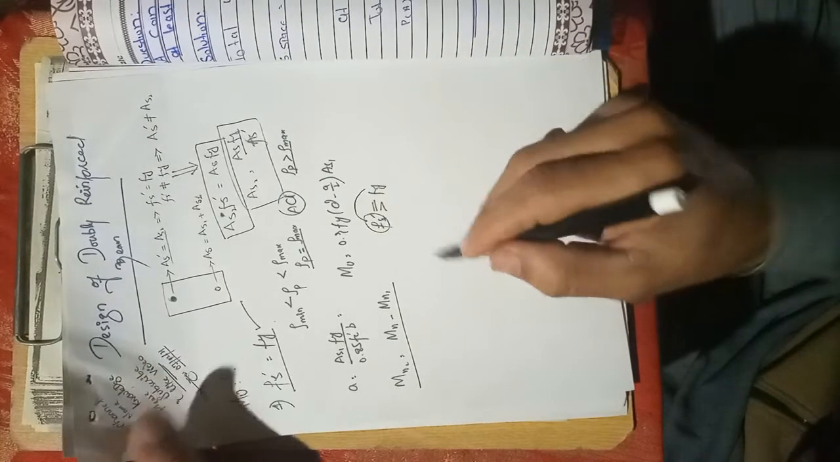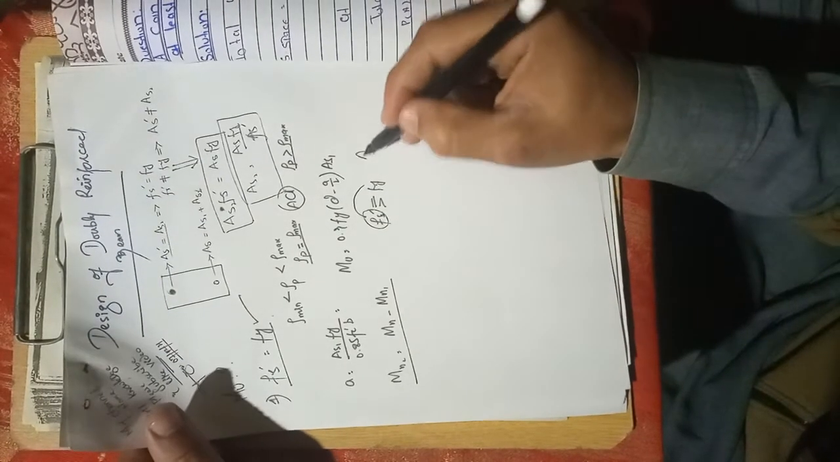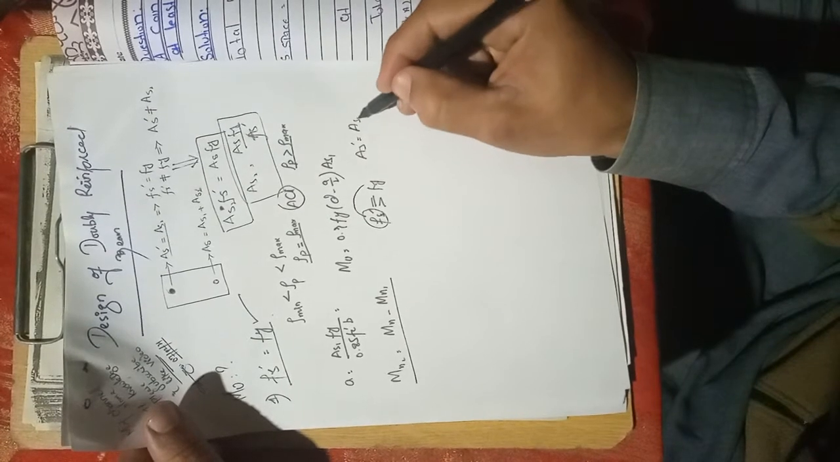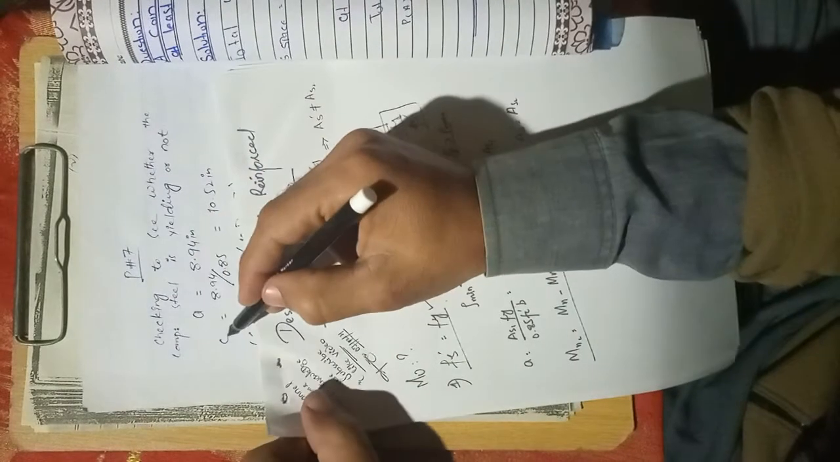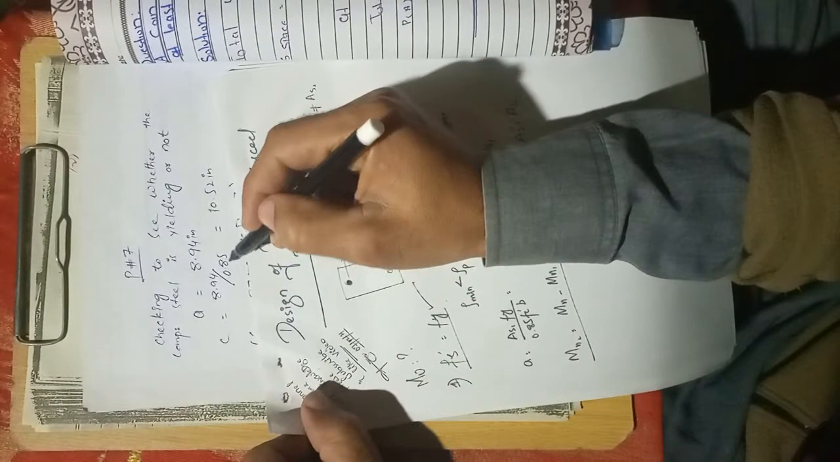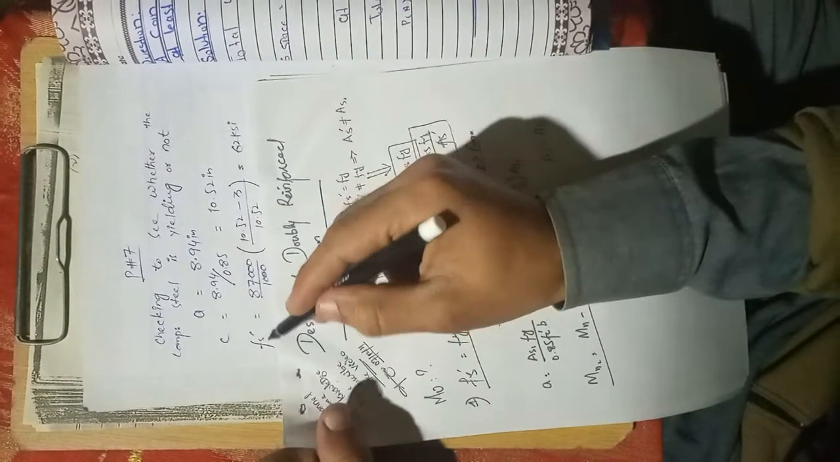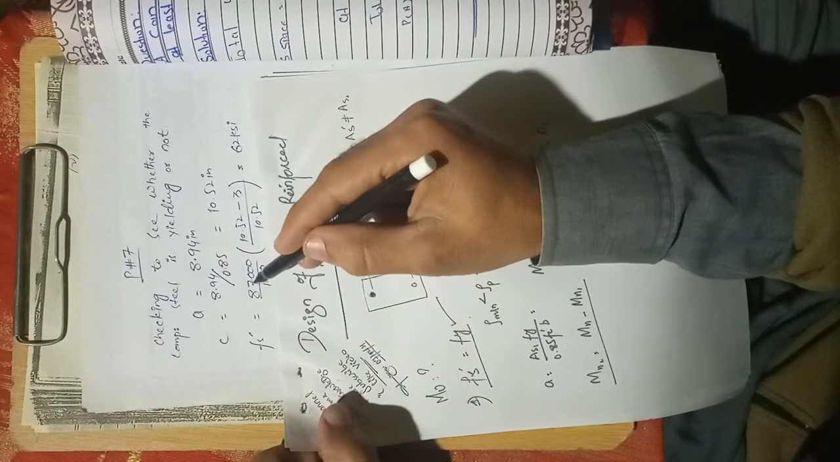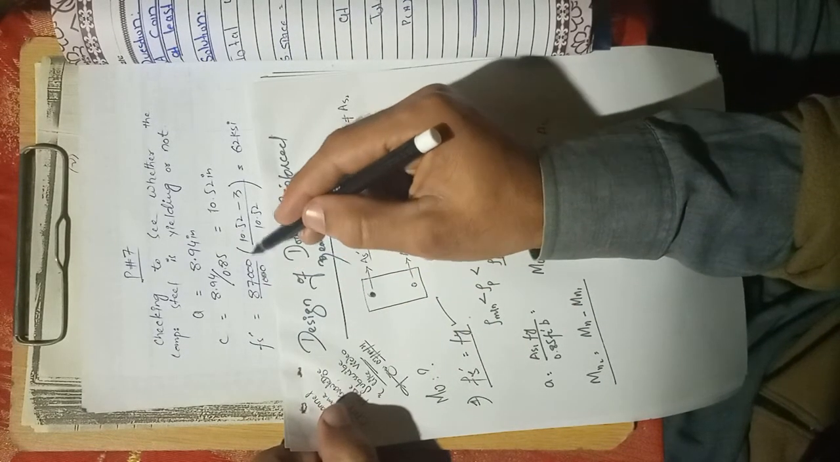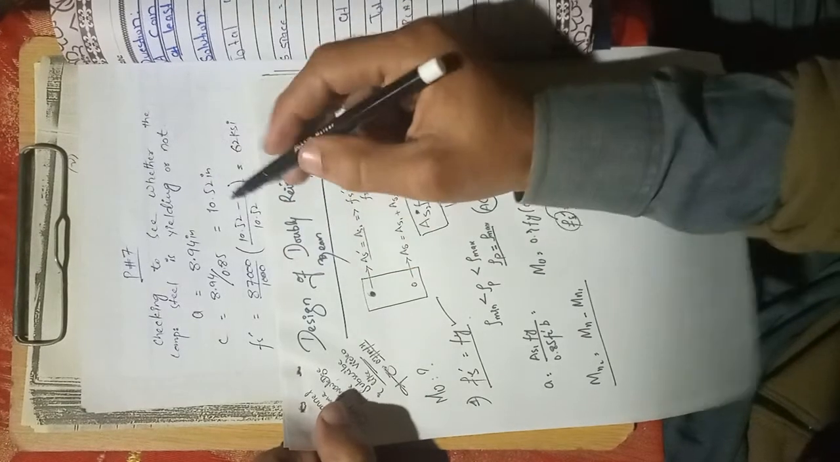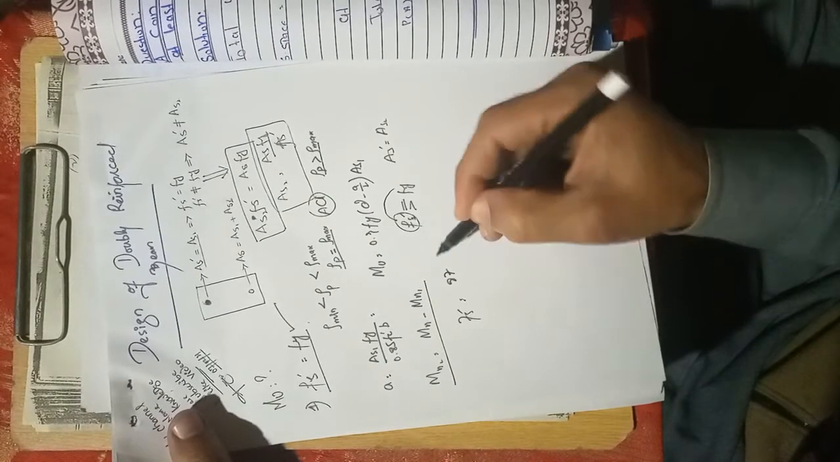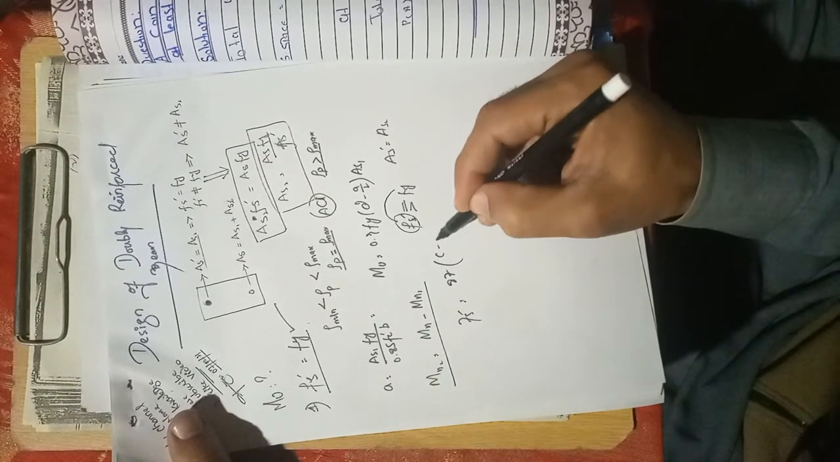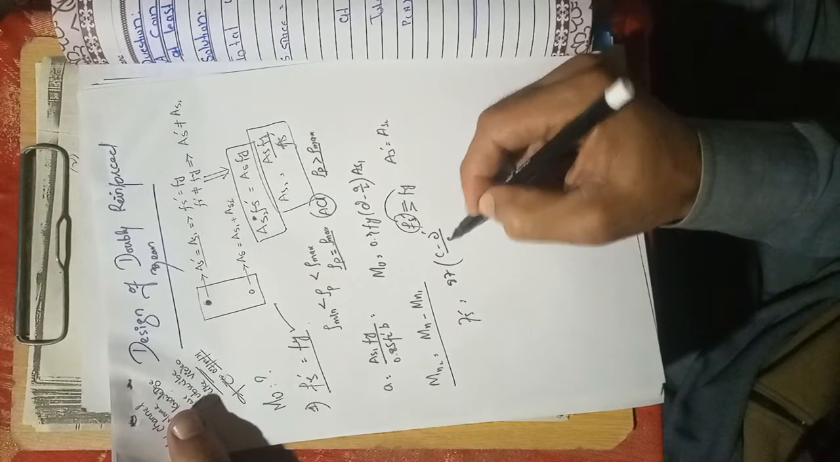So if it is yielding, this means that As prime equals As2, right? Here we calculate the C value, which is C divided by beta 1. Fs prime, the equation is already given: 87,000 divided by 1000 to convert it into kips. This is the C value. You must remember this, it is an important equation. 87 times (C minus d prime) divided by C.